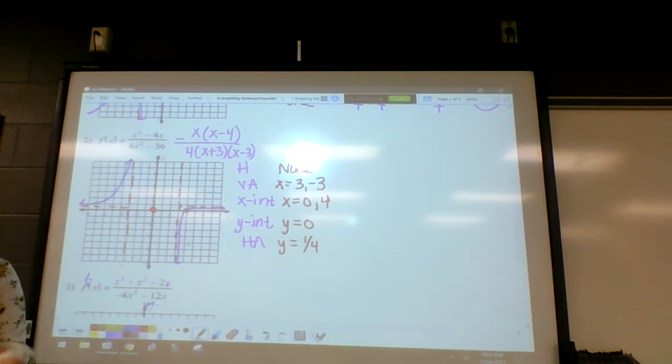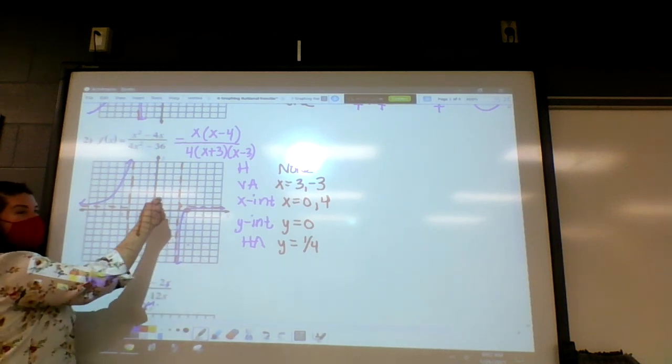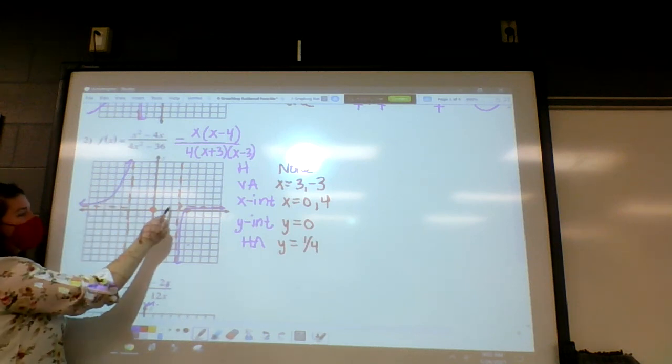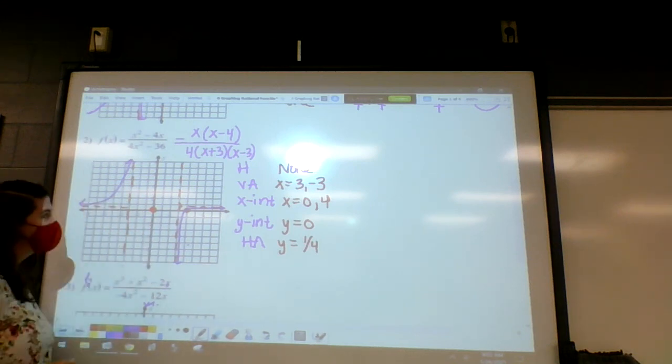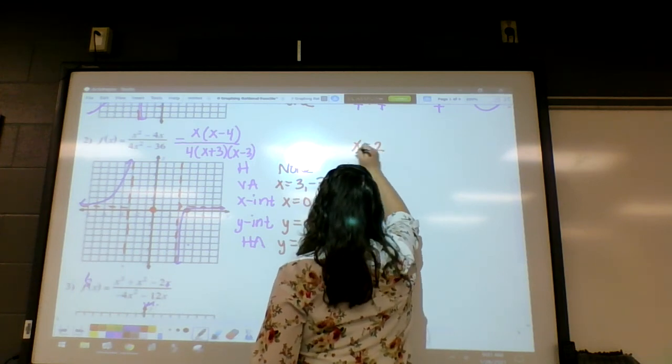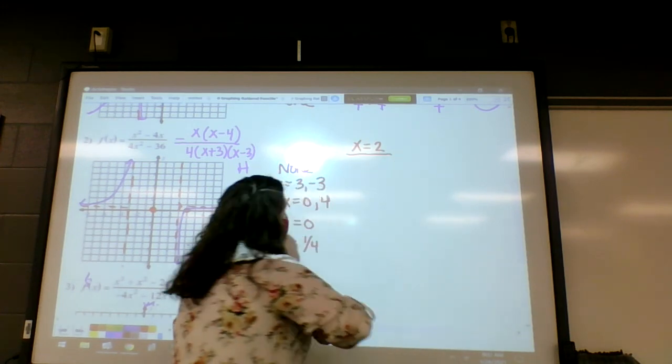So what we're going to do is, we don't know which way. Both up, both down, one on each side. We don't know, so we're going to do value testing, all right? We're going to test one on this side, and then we'll have to test one on that side. So give me a number over here. 2. So testing x equals 2.